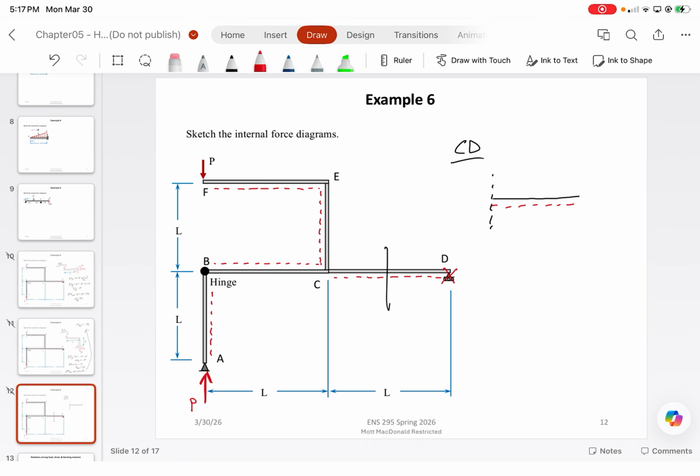Now, what did I say previously about that reaction D for this problem specifically? There's zero force. There's no force in it, which means that MCD, no bending moment, VCD, no shear force, NCD, no axial force. It's a zero force member.